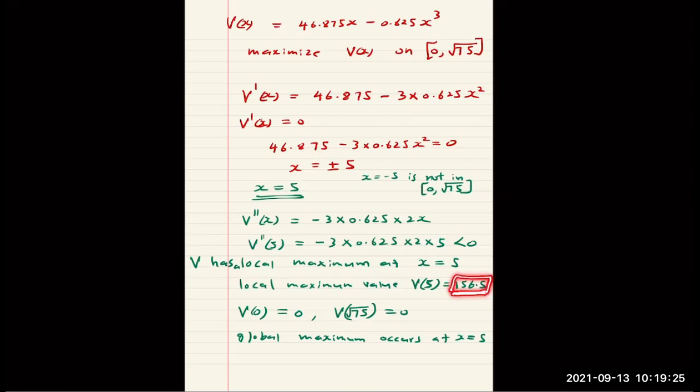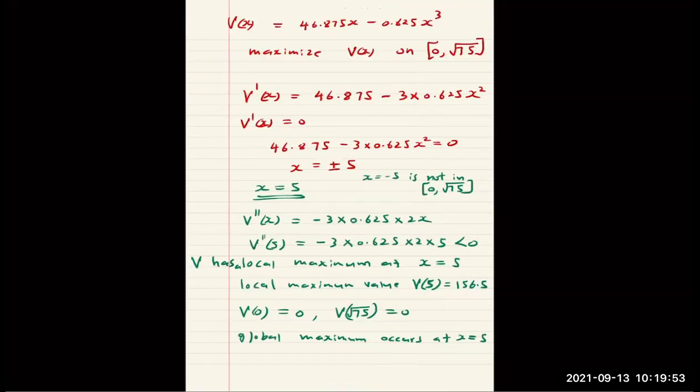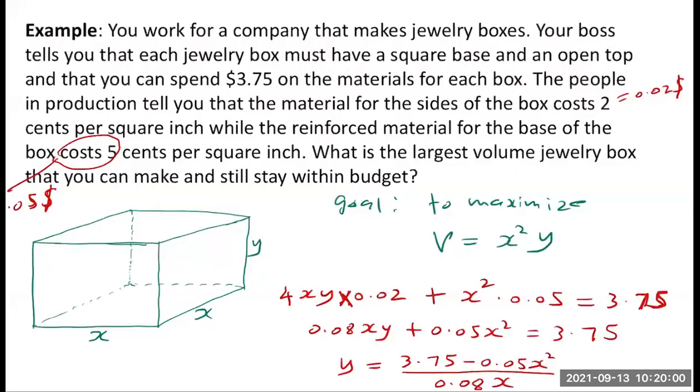That is the largest volume possible for your box, because V is the volume, right? So the global maximum of V occurs at x equals 5. That means the maximum value of your volume is 156.5. That's what we are asked to find. If you go back to the problem, what is the largest volume jewelry box that you can make and still stay within the budget? The largest volume jewelry box is 156.5 cubic inches. The dimensions are given in inches, so it should be cubic inches.